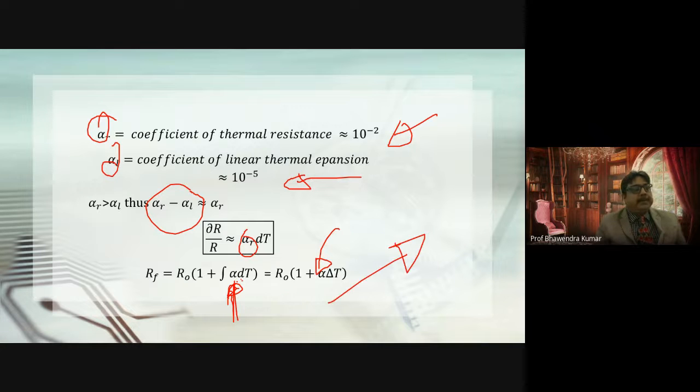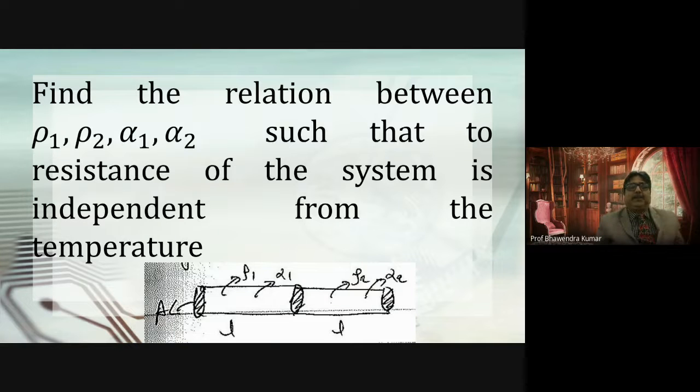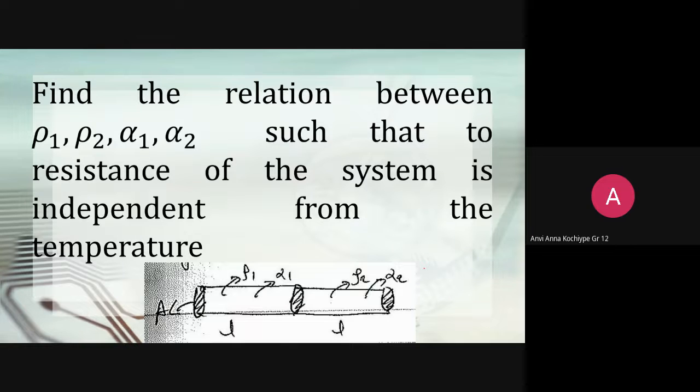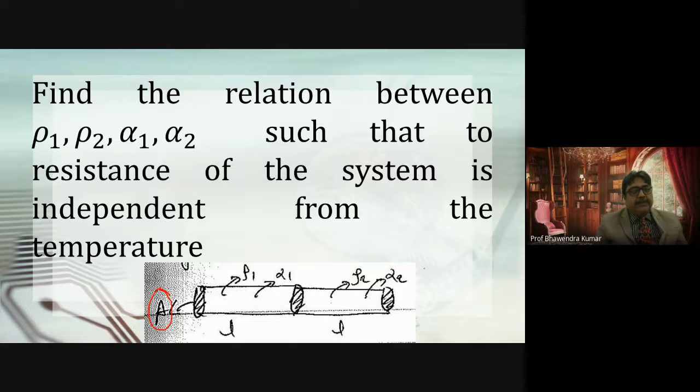Can we move ahead? Okay, let us do a very simple, very easy question. There are two parts of a conductor, both with a uniform area of cross section A. The first part has a length L, and the second part also has a length L. The first has a resistivity of rho 1, and alpha 1 is its temperature coefficient of resistance. Rho 2 is the resistivity of the second section, and alpha 2 is its coefficient of resistance.